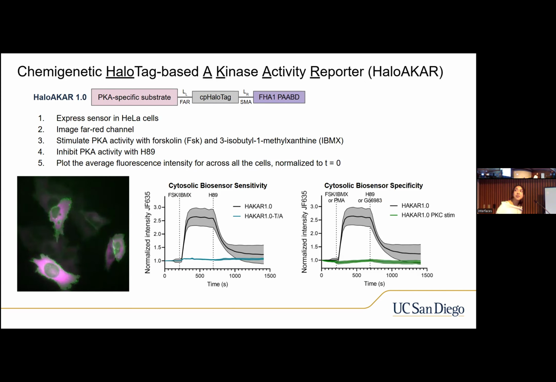We also tested the specificity of the sensor for PKA by activating and inhibiting PKC. We saw no response to PKC activation, so that tells us that what we were seeing was selectively reporting PKA activity. From this, we optimized the dynamic range of the sensor through both rational and library screening of the linker sequences between the sensing unit and the reporting unit.